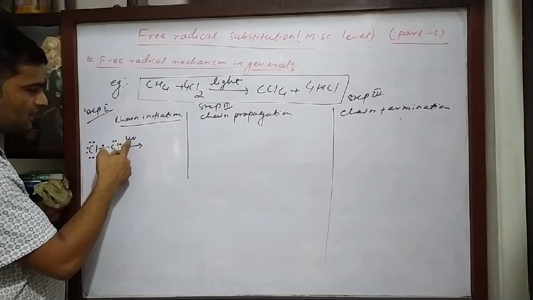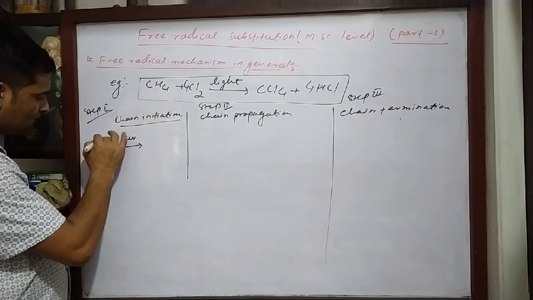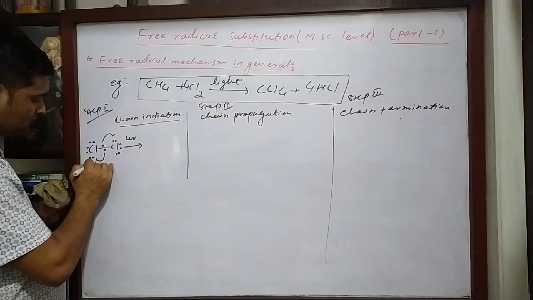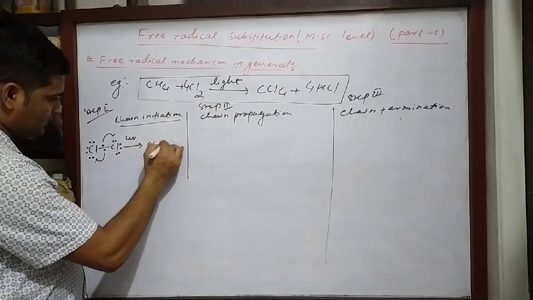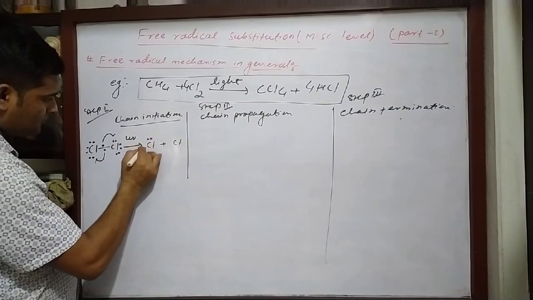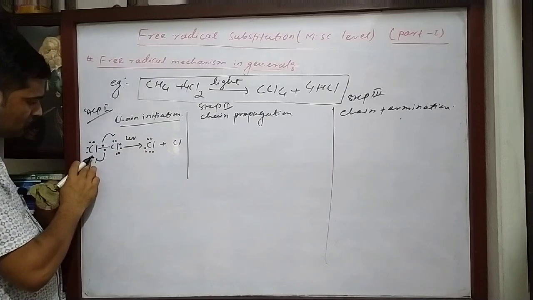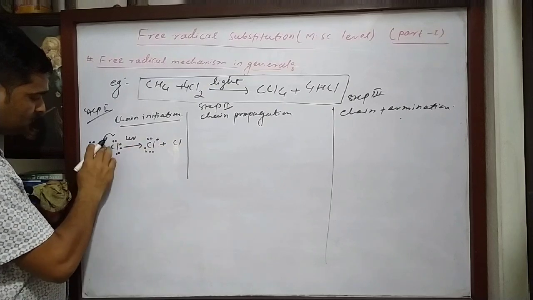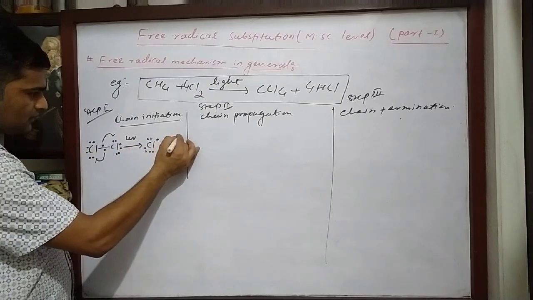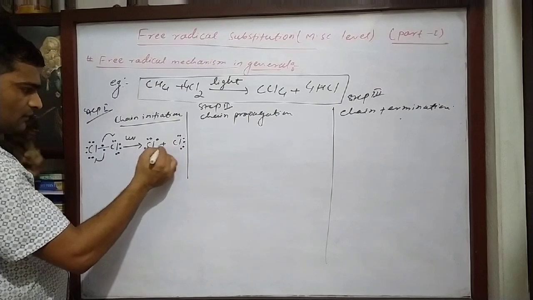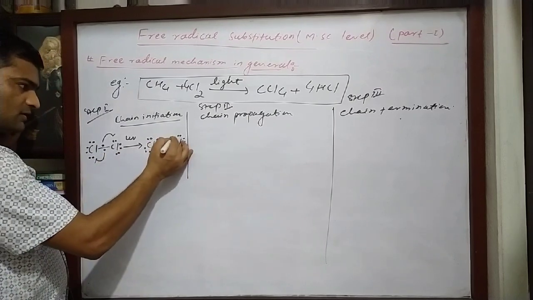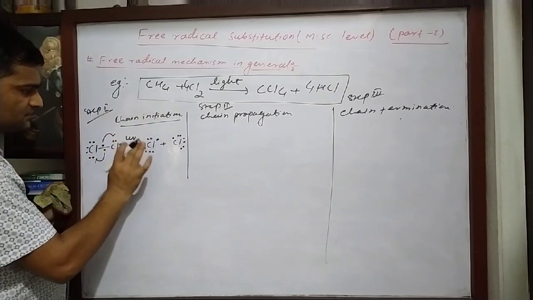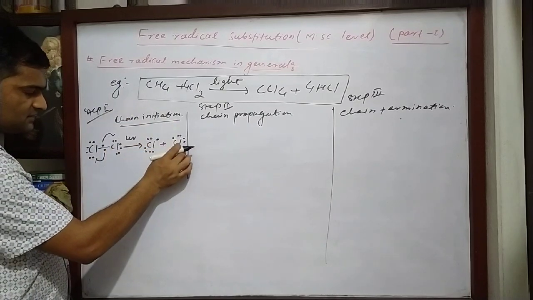What happens in presence of light? There is homolytic bond fission. In homolytic bond fission, 1 electron shifts towards 1 chlorine atom and another towards the other chlorine atom, then it gives 1 2 3 4 5 6. Here this chlorine already contains 3 lone pairs, and 1 electron is obtained from the shared pair. The other chlorine contains 3 lone pairs, and 1 electron is obtained from this homolytic bond fission. In homolytic bond fission there is formation of chargeless species. These both are chargeless species.